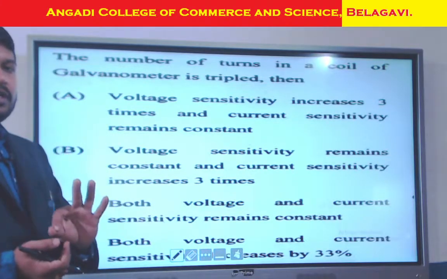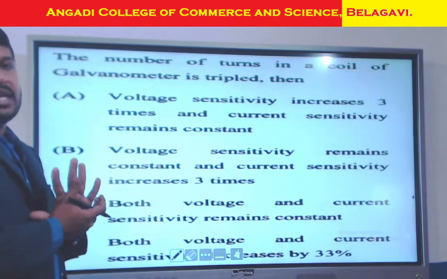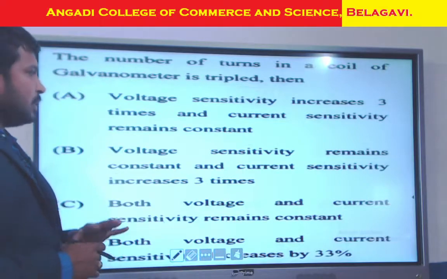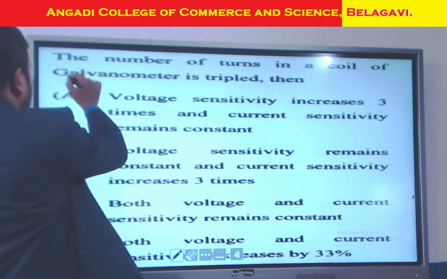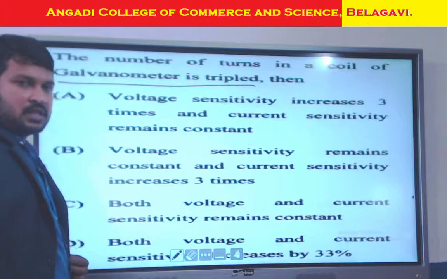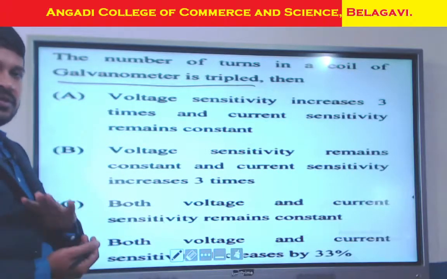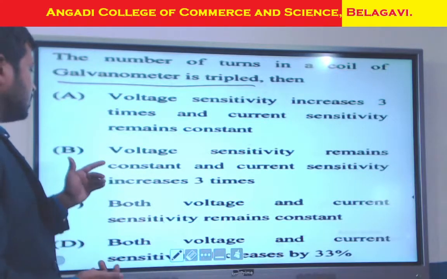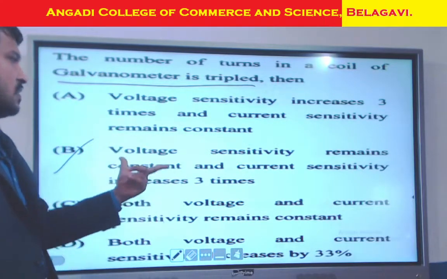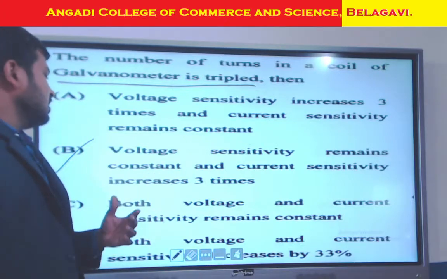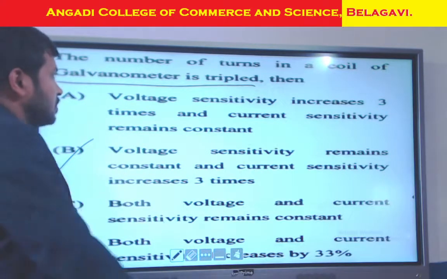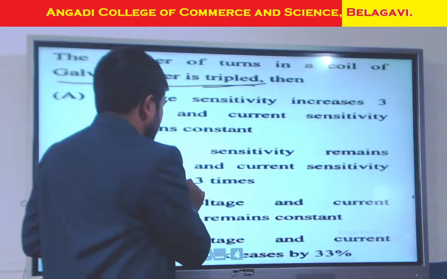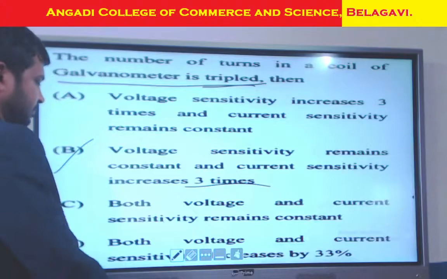The voltage sensitivity never changes. What is a galvanometer? It is a device to measure current as well as voltage. But here, by tripling the number of turns in the galvanometer, the voltage sensitivity is not changing, but only the current sensitivity changes. B is the answer: voltage sensitivity remains constant and current sensitivity increases. How many times? Three times. The current sensitivity will increase three times. That is the answer.